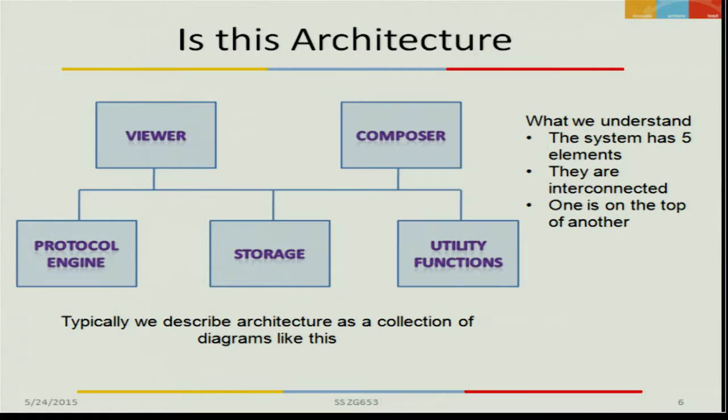So if you look at this particular diagram here, it has 5 boxes: viewer, composer, protocol engine, storage, utility functions. They're interconnected. One is on top of another. Question is, is this architecture? And typically we describe architecture as a collection of diagrams like this. Most often you see that in any architecture description in industry, there is a diagram which looks similar to this. Plus there are many other diagrams, but you will definitely have a diagram like this. Question is, is this architecture?